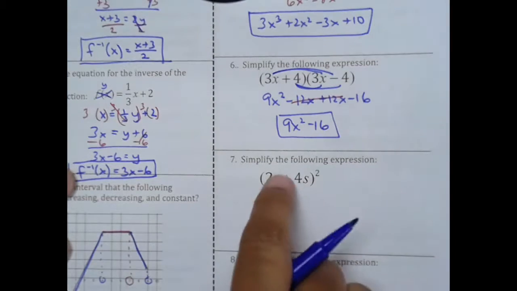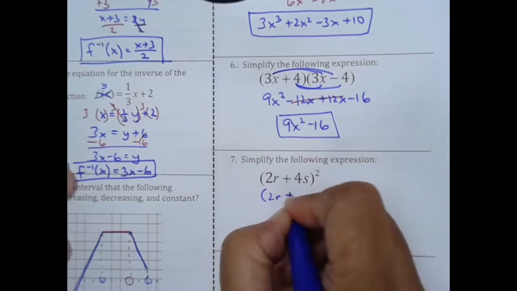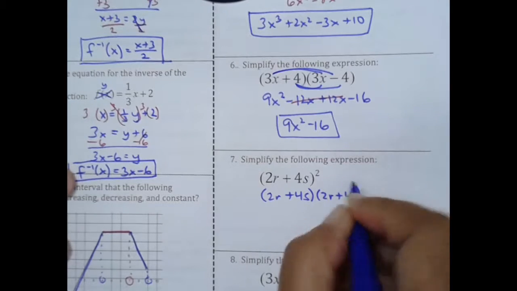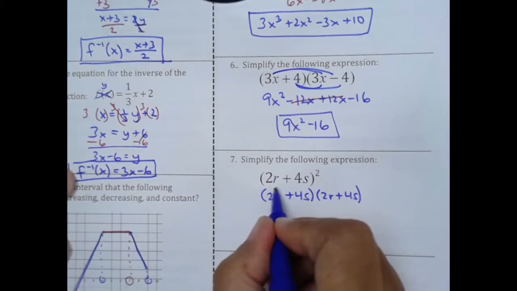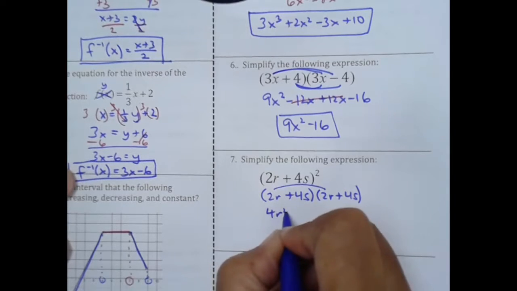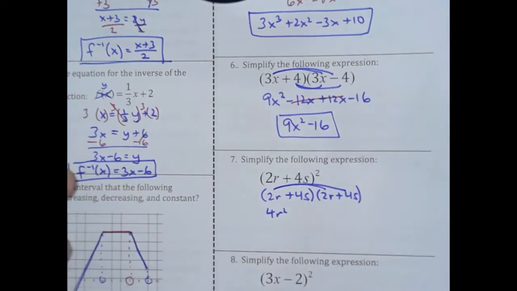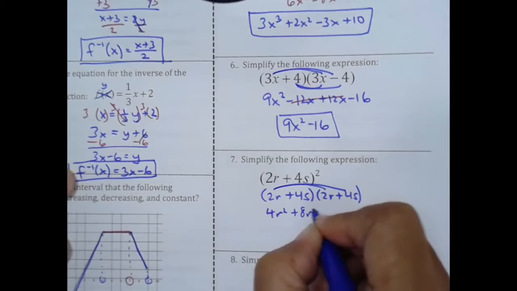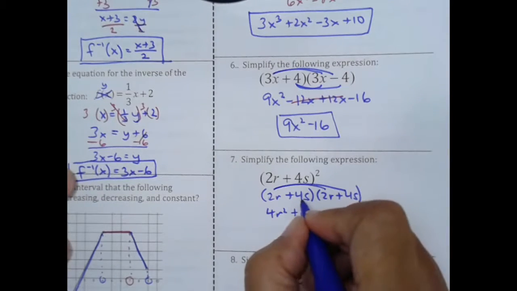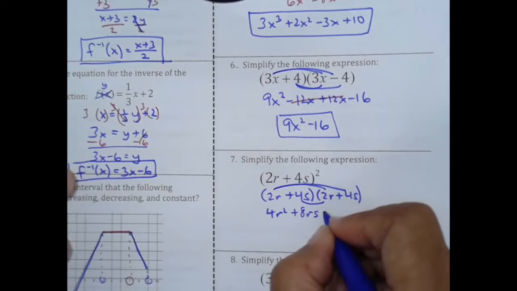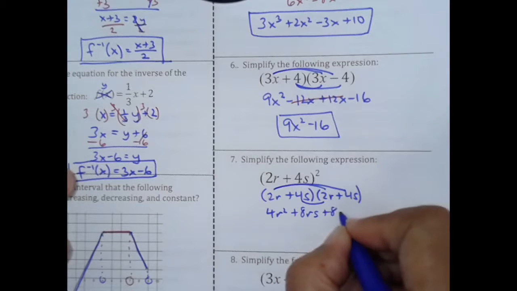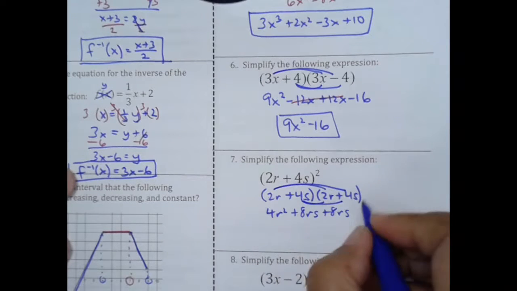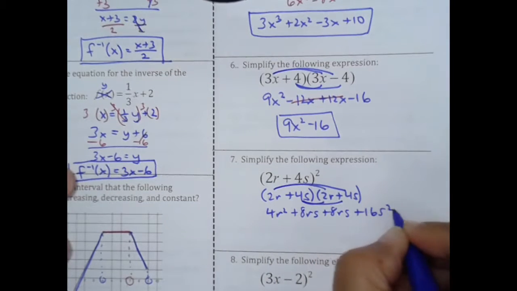Okay, when you square something, that means the same thing twice. 2r plus 4s times 2r plus 4s. And we're going to distribute this. So 2r times 2r is 4r squared. 2r times 4s, 2 times 4 is 8, and then you have an r and an s. Write it alphabetically. 4s times 2r is 4 times 2, which is 8, and then you have an s and an r, but write it alphabetically, so it's rs. 4s times 4s is 16s squared.